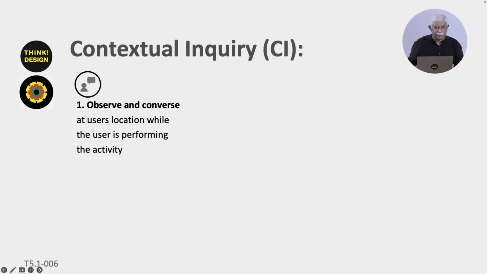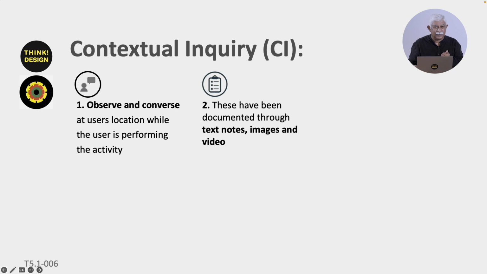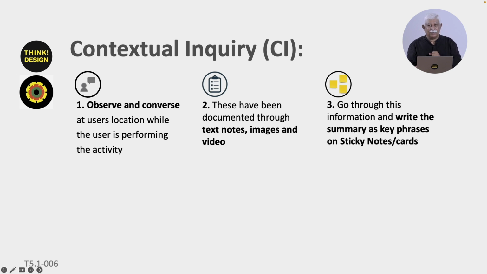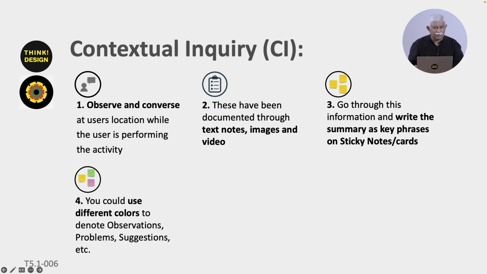So let's look at the steps. Observe and converse with the users at their location while they are performing the activity. Do document these through text, notes, images or video. Take permission before that. You need to go through this information and write the summary as key phrases, or you can do it on sticky notes or small cards. You could use different colors to denote different types of information that you get, like observations, the issues, the suggestions, challenges.